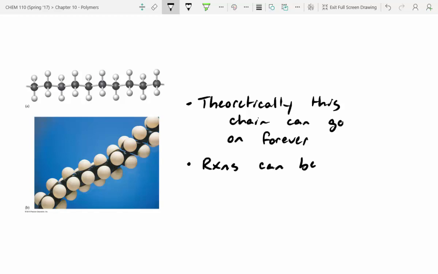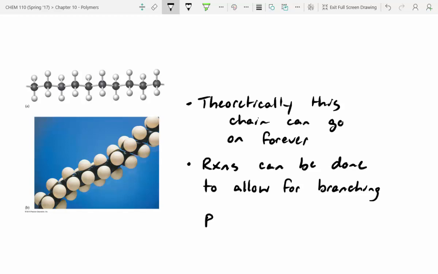that can be done to allow for branching. So it doesn't necessarily have to be a long single chain. It can actually be a big spider web of chains coming off of that, and it's controlled a lot by the polymerization process. We're not going to get into it, though, but the two big things that impact the properties of plastics are how long they are and how much branching they have.